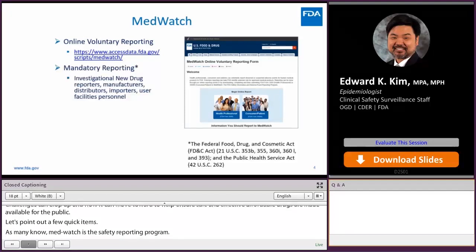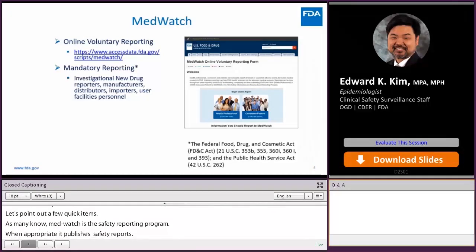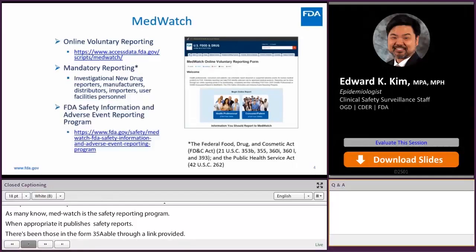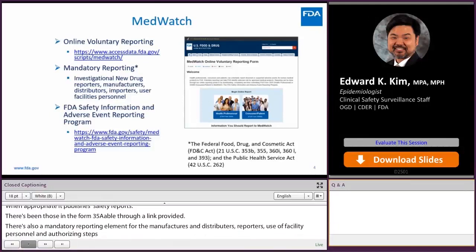There's also a mandatory reporting element for IND reporters, manufacturers, distributors, importers, user facility personnel. The authorizing statutory requirements regarding drugs have been codified under 21 CFR 310 and 314. And of course, if you'd like to find out more about FDA's Safety Information and Adverse Event Reporting Program, I provided a link on the slide.